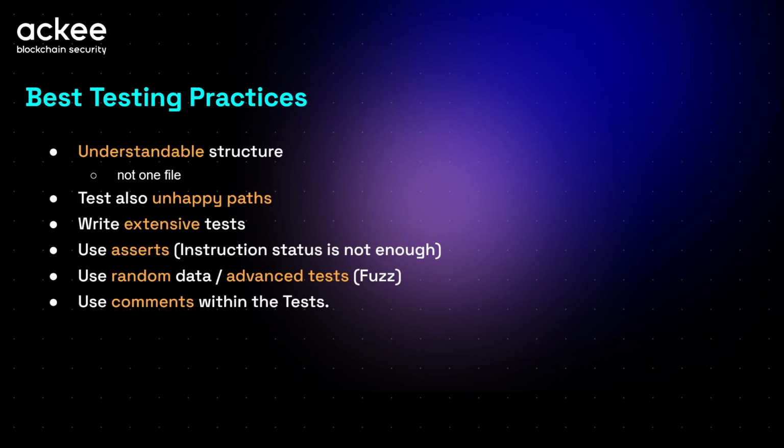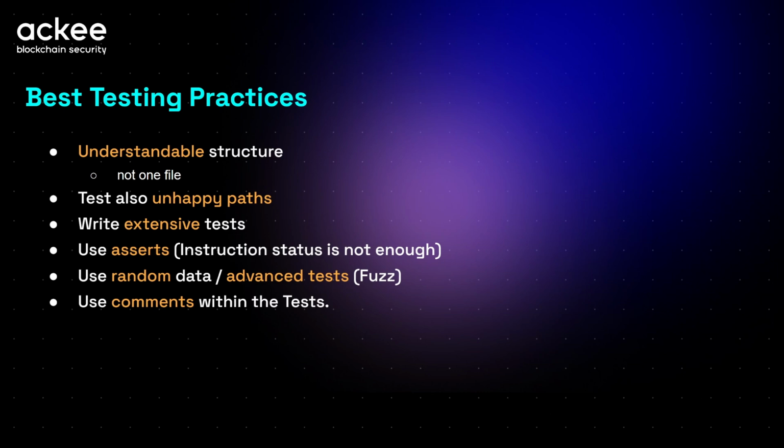The second point is about testing also unhappy paths. For those who don't know what the unhappy path means, it's like sending invalid inputs to your instructions. Most of the time developers test only happy paths. That means when the instruction expects these kinds of accounts and input arguments, they just send the valid inputs, check if the instruction succeeded, and maybe do assertions after the instruction.